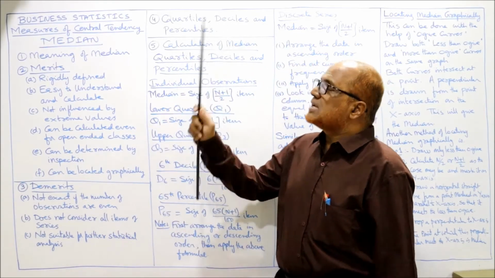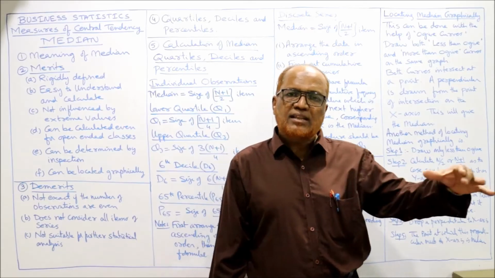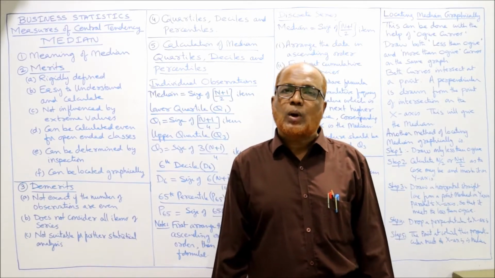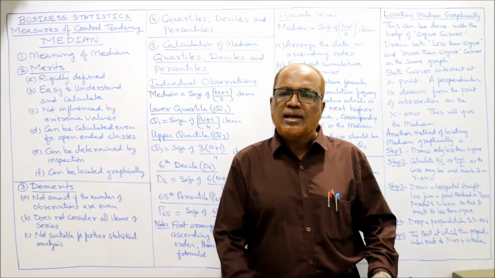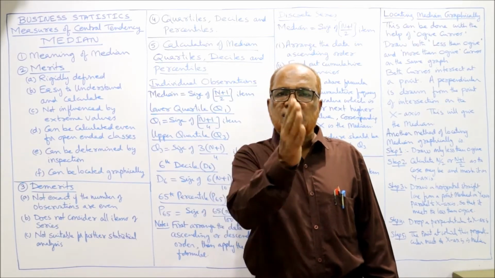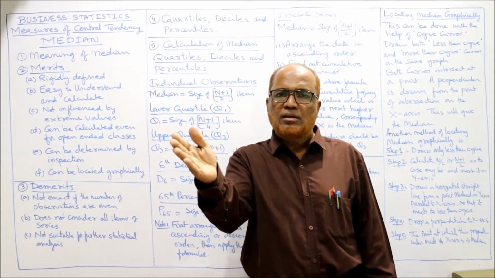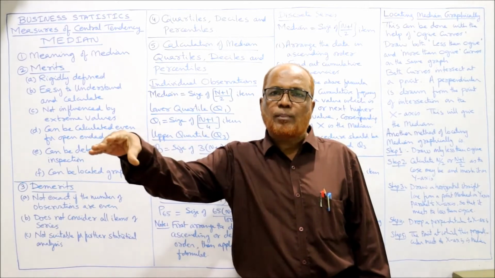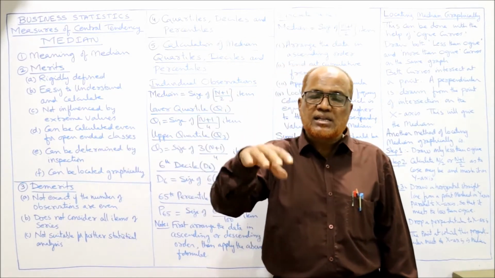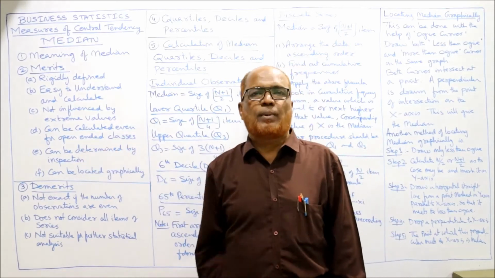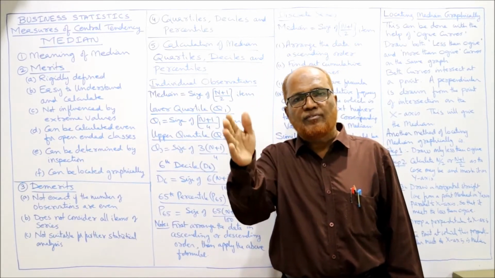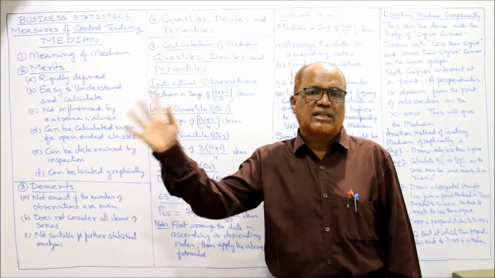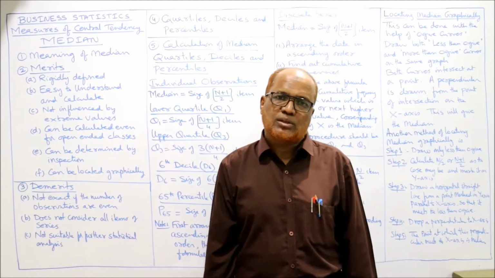Similarly, decile. Decile will divide the series into 10 equal parts: D1, D2, D3 like that. Just like quartiles. We have 3 quartiles, Q1, Q2, Q3. Quartiles will divide the series into 4 parts, so 3 quartiles. In the same way, deciles will divide the series into 10 equal parts. So we have 9 deciles: D1, D2, D3, D4, D5, D6, D7, D8, D9.